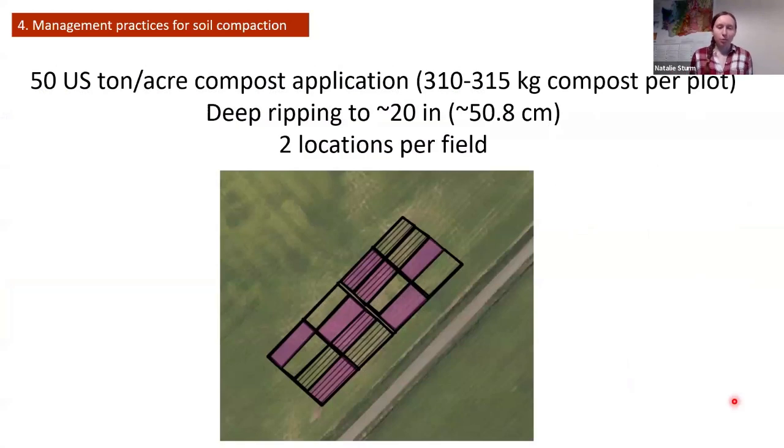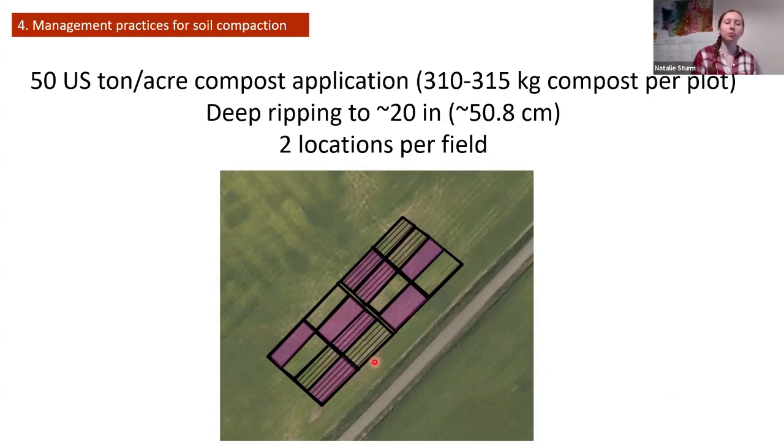So the application rate for compost was extremely high. We chose about 50 US tons per acre, or about 300 kilograms of compost per plot. The idea here is that you would never apply this rate across your whole field. You would identify a couple locations that you're really concerned about and see if that compost would help compaction and/or the crop growth. And then in addition, we did deep ripping with that paratill to about 20 inches.